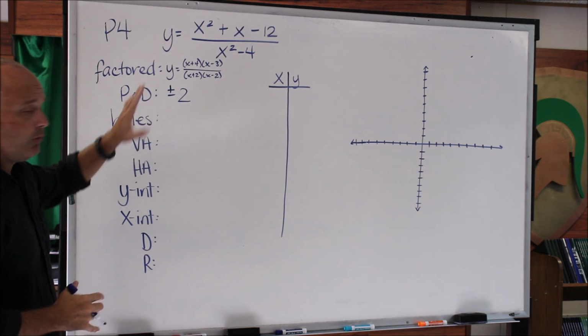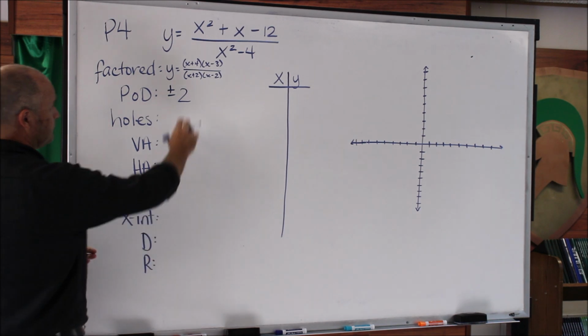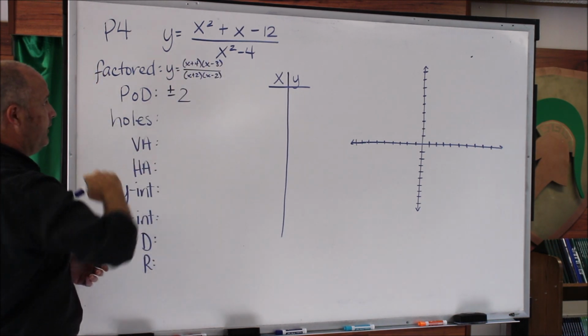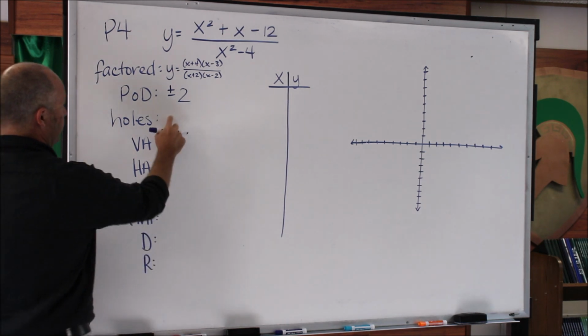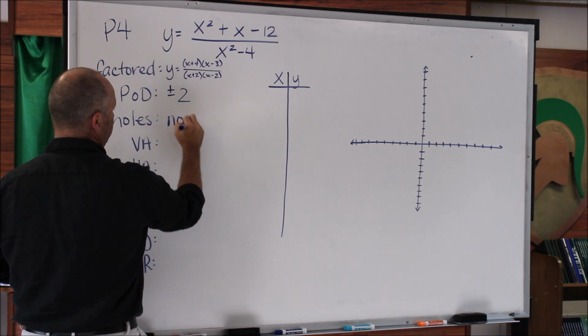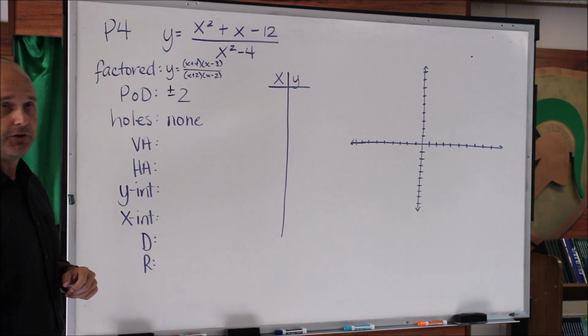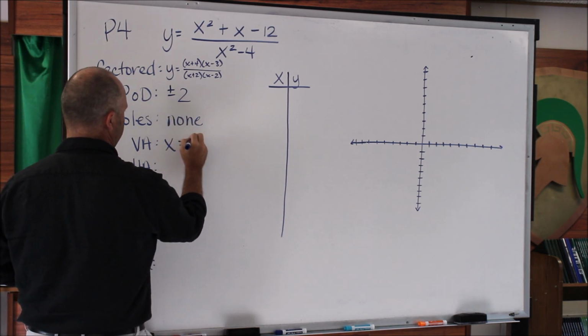Now, are any of these going to be removable, or are they all non-removable? With x plus 4 and x minus 3, we cannot remove anything out of the denominator with those two factors. That means we don't have any holes in this particular graph, but we are going to have two vertical asymptotes, at x equals plus or minus 2.